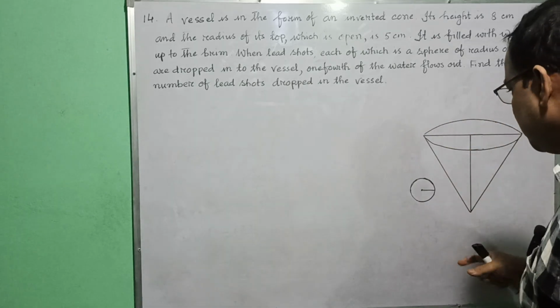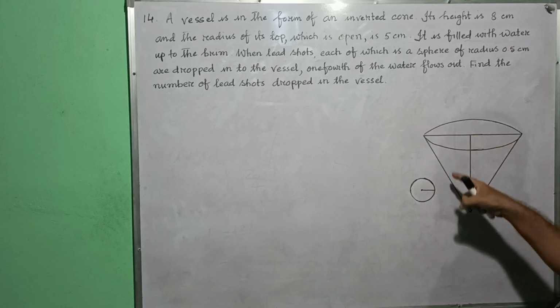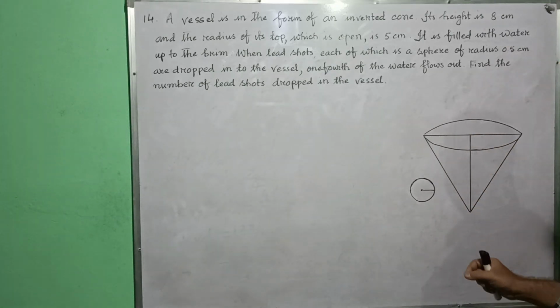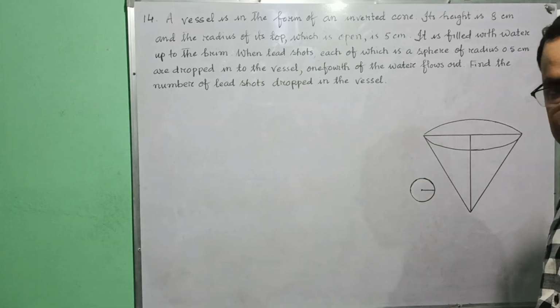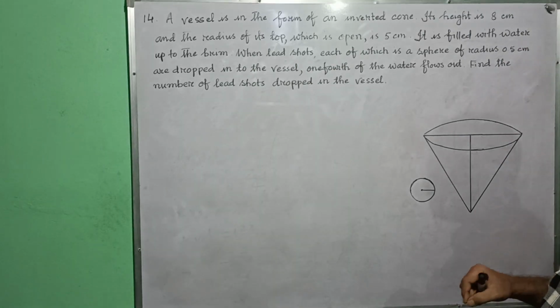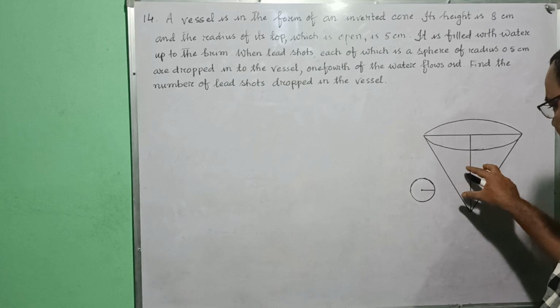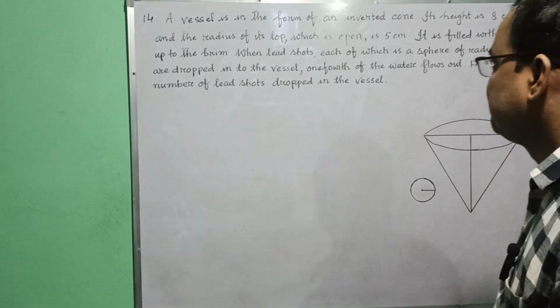So you have to find the number of lead shots. Here I have drawn the figure. This is the inverted cone, the conical vessel, and this is the lead shot. We have to find how many lead shots are dropped so that 1/4 of the water kept in the vessel overflows.